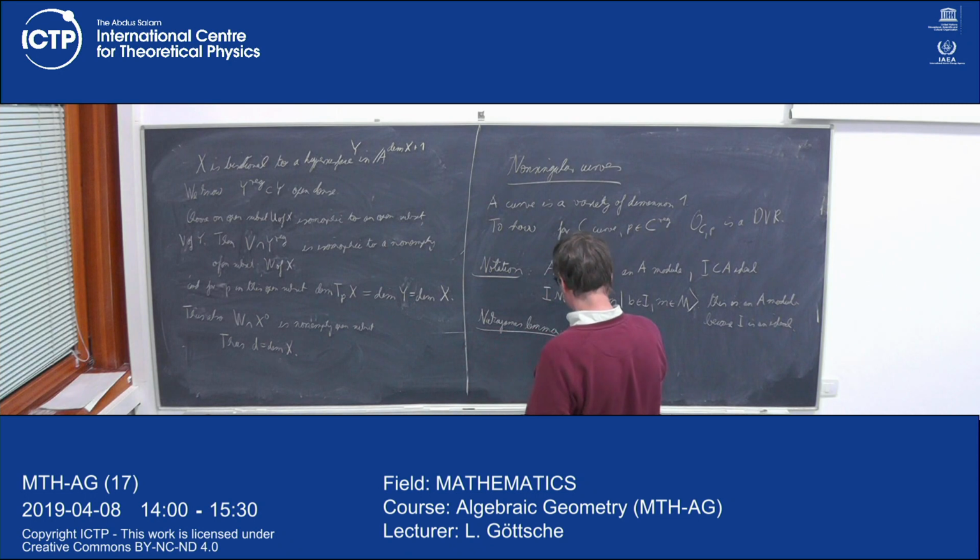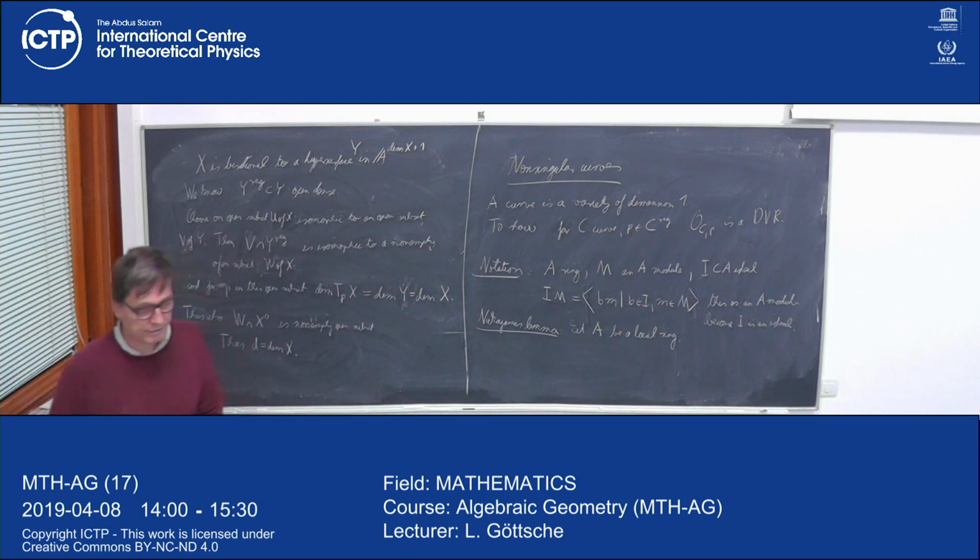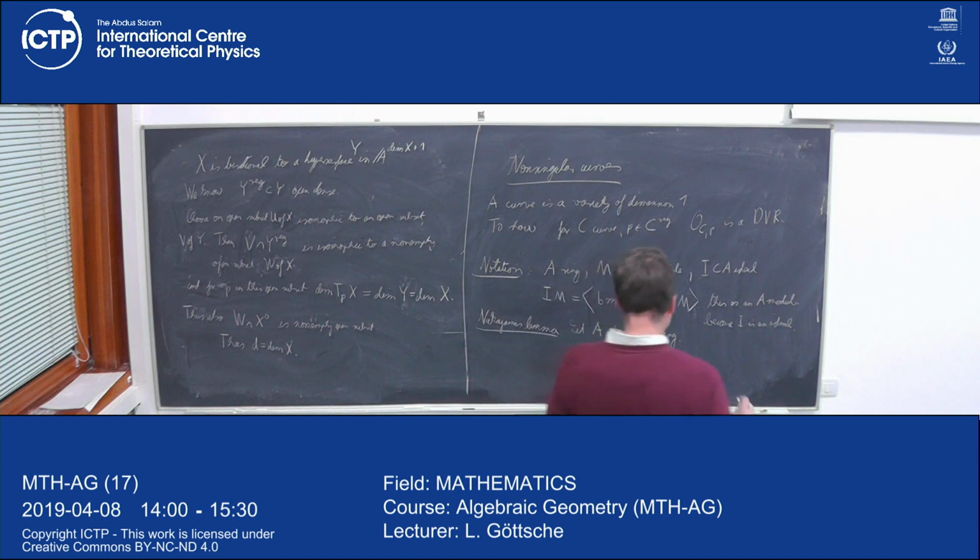So let A be a local ring. Remember, local ring means it has a unique maximal ideal, which consists of all non-units, with maximal ideal M.